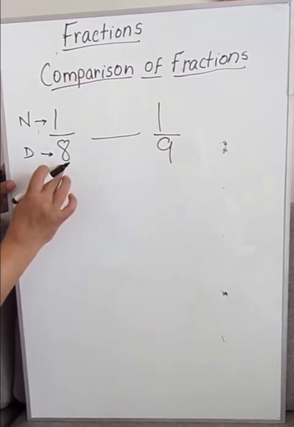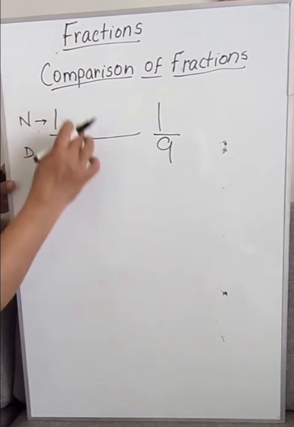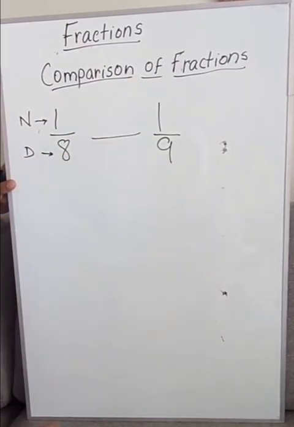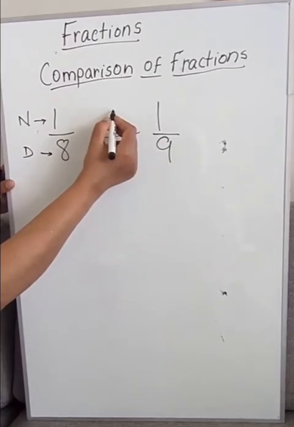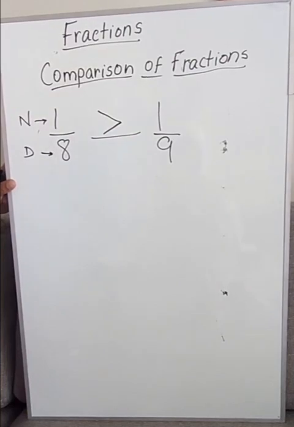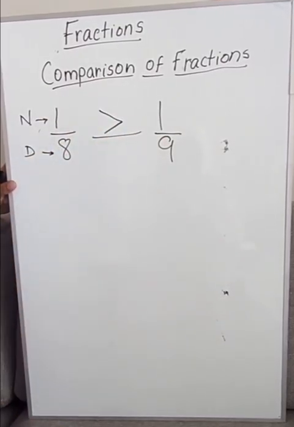But when we look at the portions, 1 upon 8 will be a bigger portion and 1 upon 9 will be a smaller portion. So that's why 1 upon 9 is the smaller fraction when compared between 1 upon 8 and 1 upon 9. So between 1/8 and 1/9, 1/8 is the bigger portion, the bigger fraction.